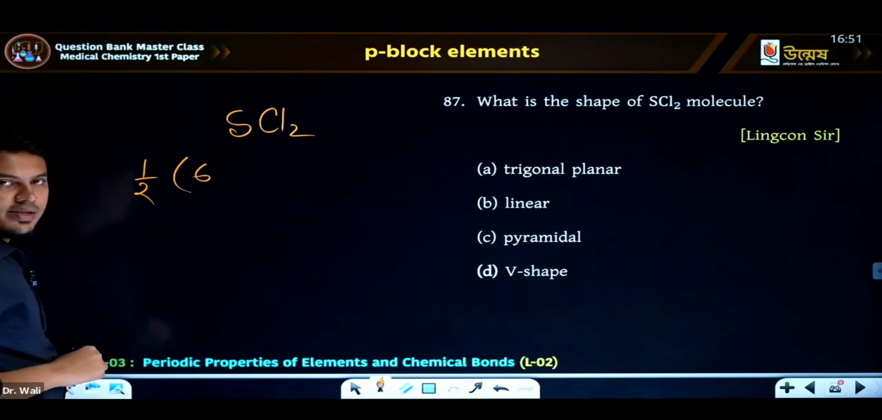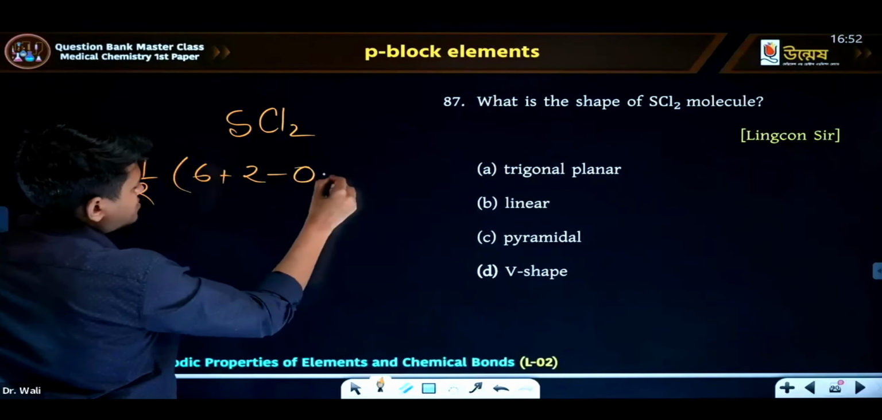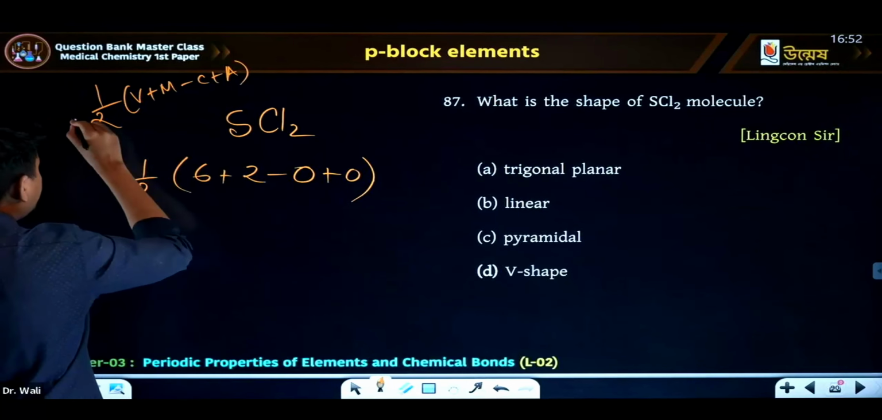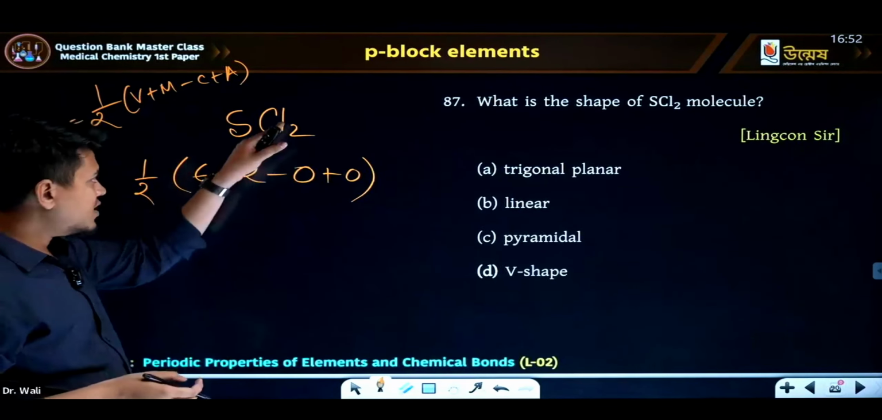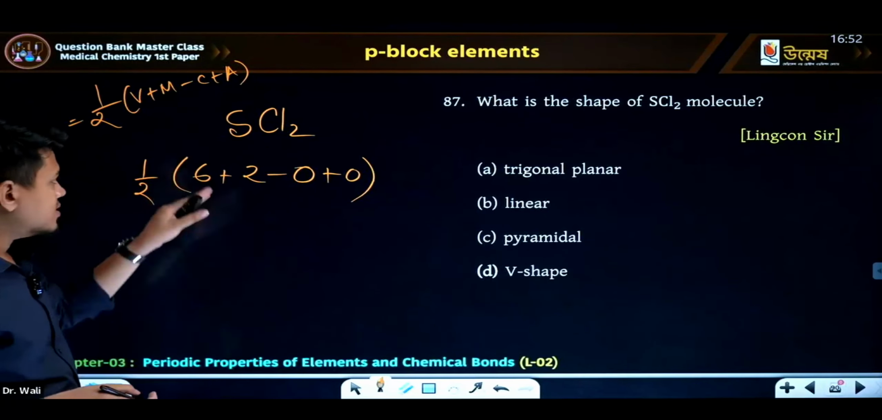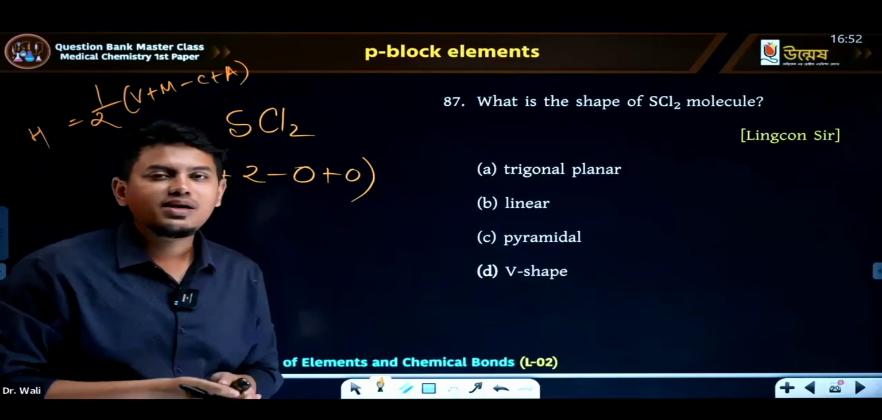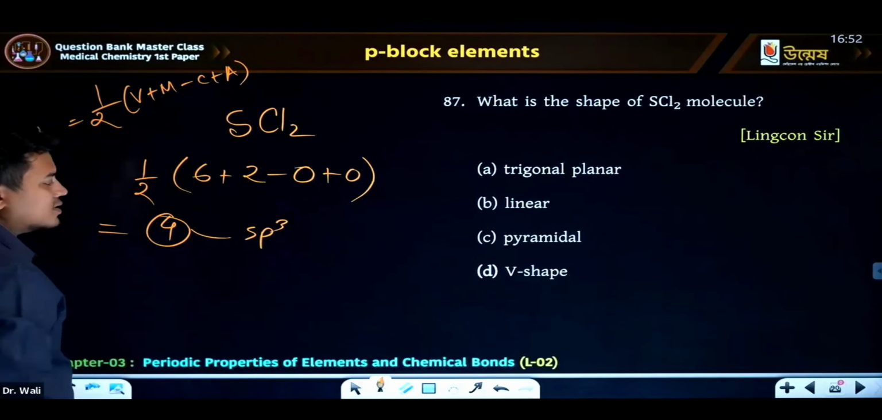Sulfur has 6 electrons in its valence shell, and chlorine is a monovalent atom, so there will be 2, as it is no cation, no anion. What I'm writing is half into V plus M minus C plus A. This formula determines the number of hybrid orbitals. V stands for the number of valence electrons. M represents the number of monovalent atoms. Here the monovalent atoms are chlorine, which is 2, and the valence electron is 6, and C and A stand for cation and anion respectively. But we do not mention the charge along with the symbol. We just write down the numerical digit only. Here the value will be 4, and 4 stands for sp3, right?